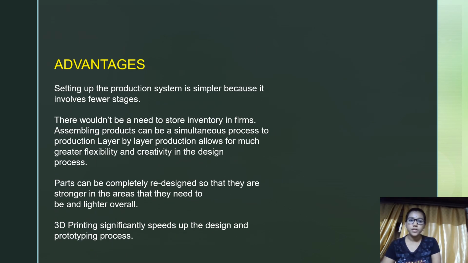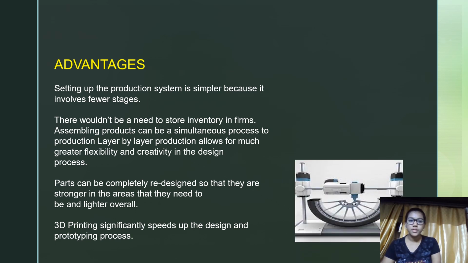Advantages. Setting up the production system is simpler because it involves fewer stages. There wouldn't be a need to store inventory. Assembling products can be a simultaneous process to production. Layer by layer production allows for much greater flexibility and creativity in the design process. Parts can be completely redesigned so that they are stronger in the areas that they need to be and lighter overall. 3D printing significantly speeds up the design and prototyping process.